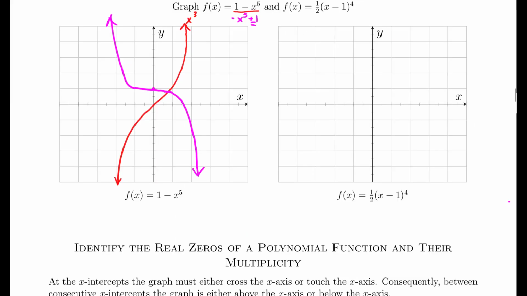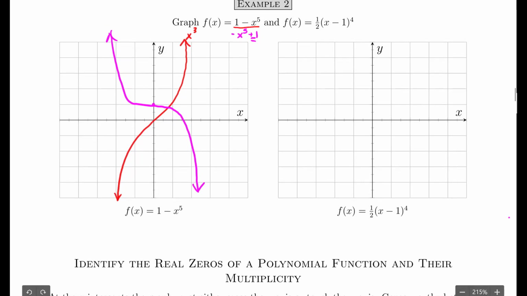All right, and then we go to the next one. I have 1/2 times the quantity x minus 1 to the 4th power. So we know that it's an even power, so it's going to closely resemble x squared. So let me just draw x squared on here. The minus 1 inside the parentheses shifts our graph to the right 1 unit. And the fourth degree flattens it out at the vertex. And then the 1/2 vertically compresses this graph.